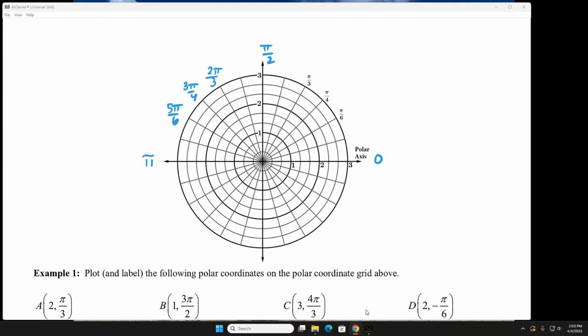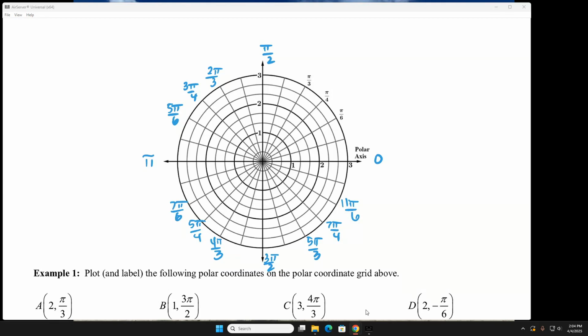Then we'll skip one, and then it's 7π/6, 5π/4, 4π/3. Okay, and we'll skip one, and then this is going to be 3π/2. Skip one, 5π/3, 7π/4, and 11π/6.